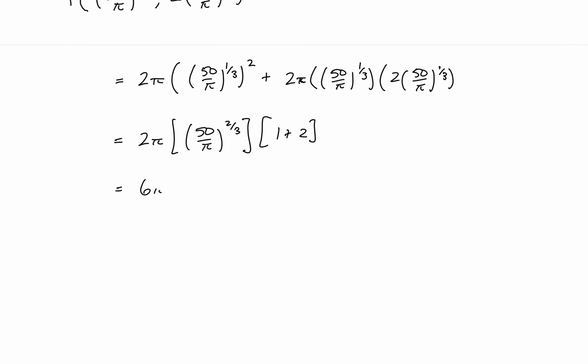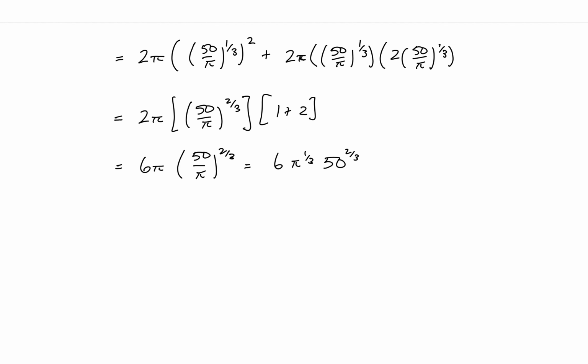So this is 6 pi times 50 over pi to the 2/3. So if we want to simplify this a little, and so this is in centimeters squared. And if we plug this into the calculator, this is about 119.27 centimeters squared.